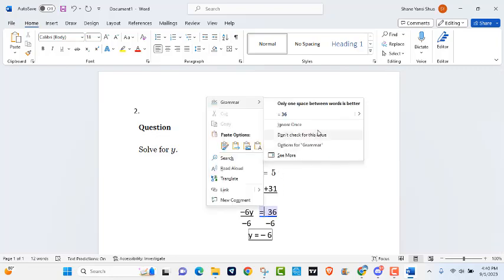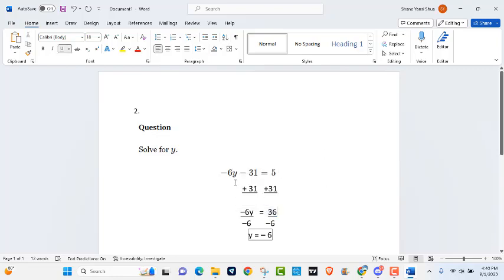And you're going to have just the negative 6y left on the left side. If we add 5 plus 31 on the right side, we're going to have 36. So we're at negative 6y equals 36. Then we're going to divide both sides by negative 6. You always divide by whatever number is in front of the variable. So if we divide by negative 6, both of these negative 6's are going to cancel each other out. That just leaves us the y on the left side. Then 36 divided by negative 6, our answer is negative 6.